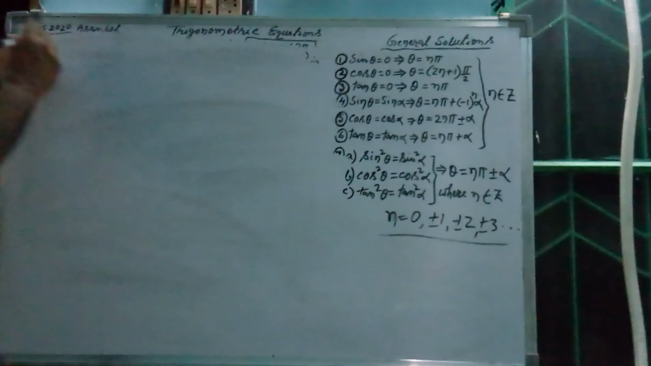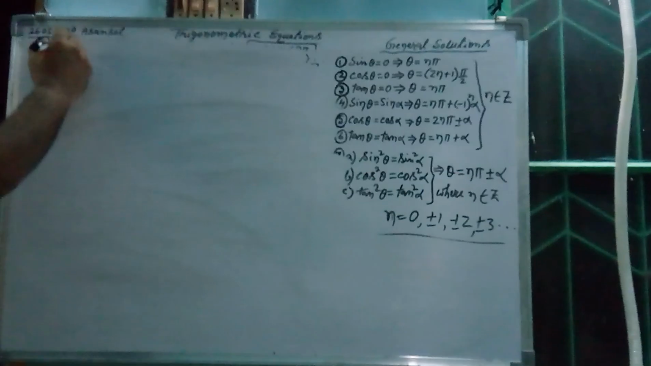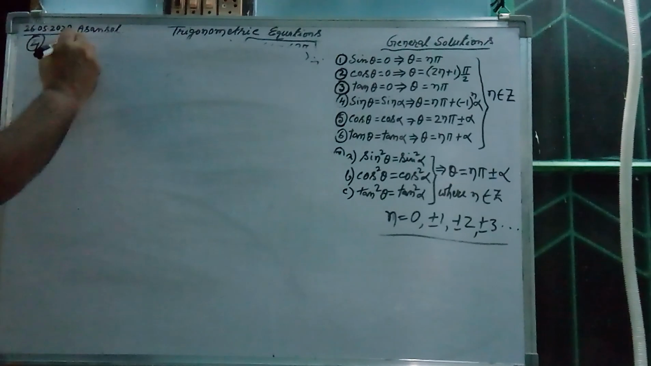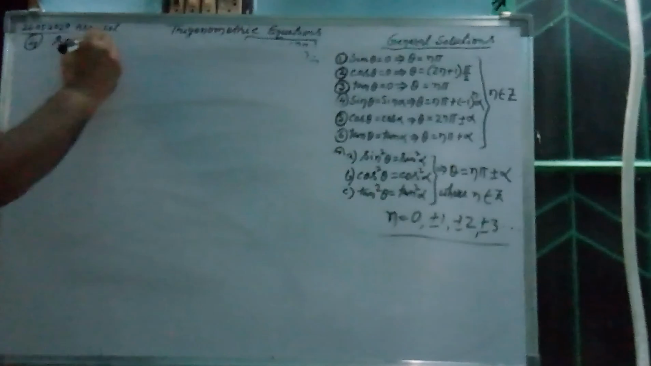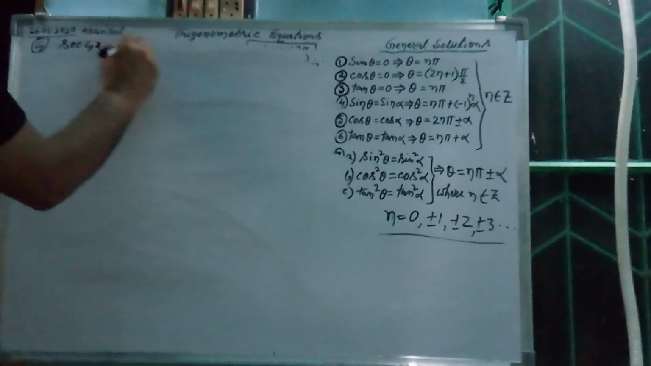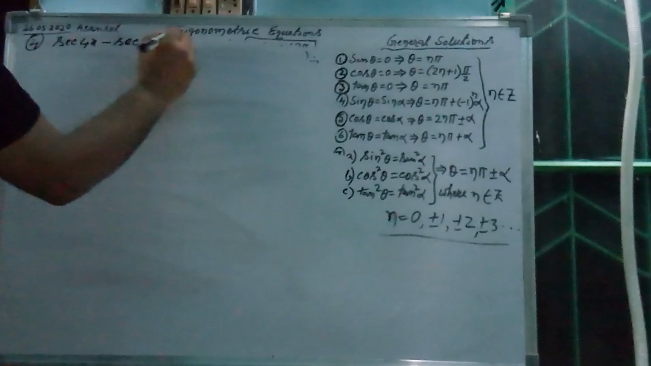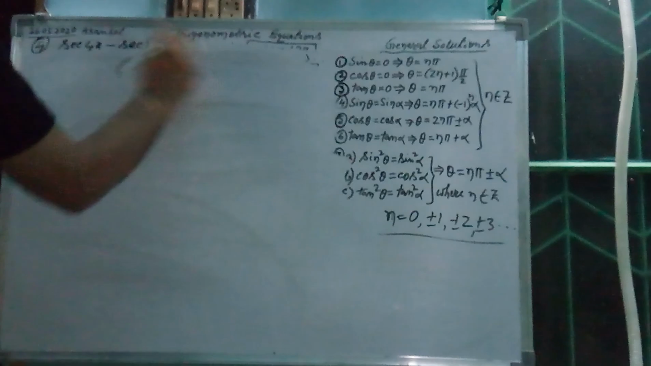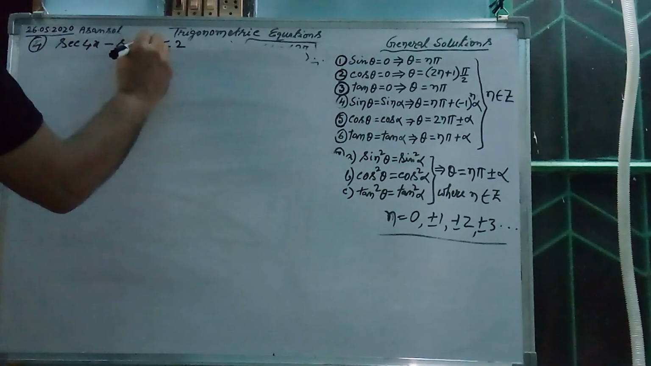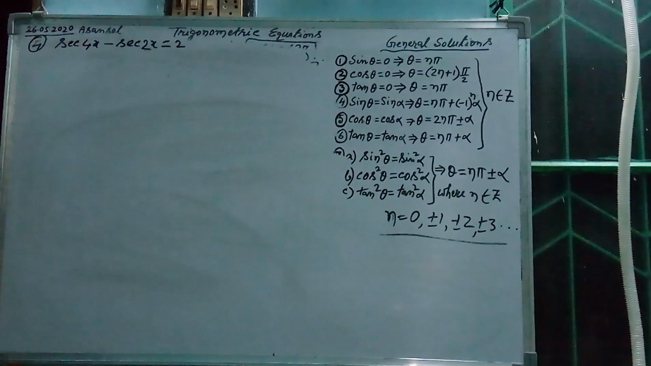Solve: sec 4x minus sec 2x is equal to 2.